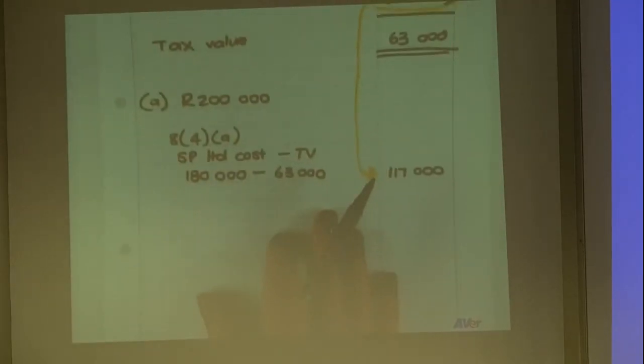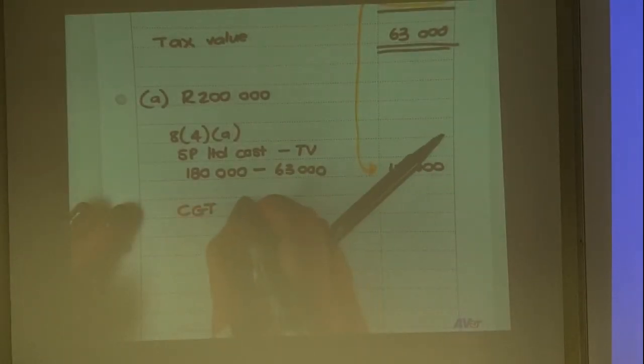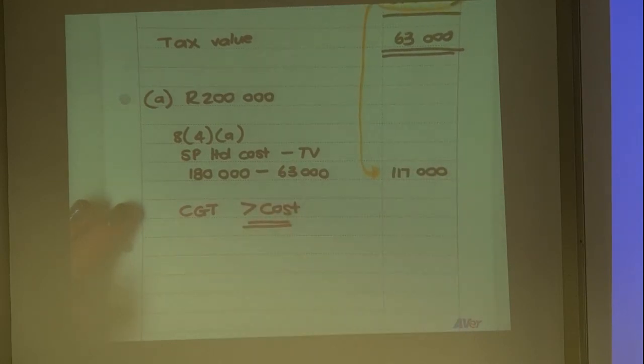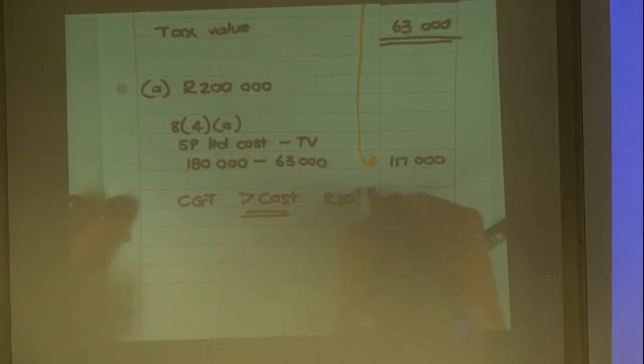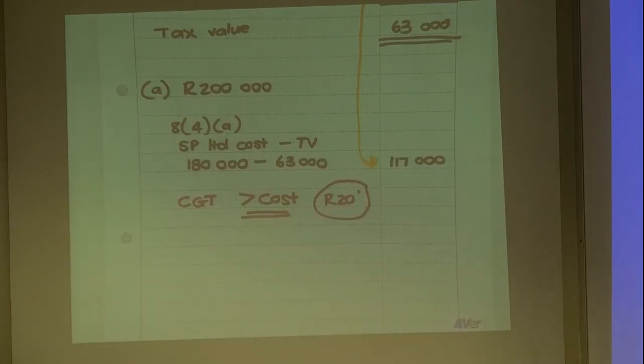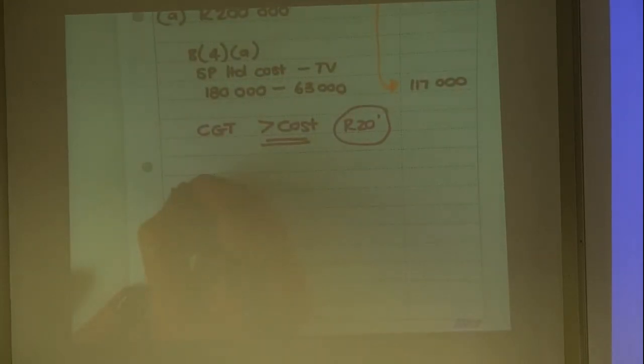CGT. Right, so there's definitely going to be some kind of CGT implication on that portion that lay above the cost, because I sold it at an amount above the cost. So that 20,000 Rand that lies above my cost, there's going to be some kind of CGT implication on it. And we're going to have a look just now to see what that CGT implication is.